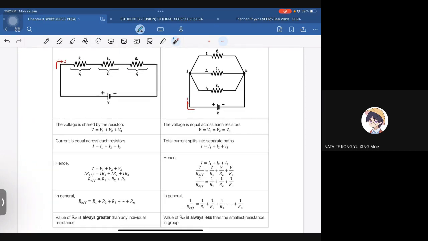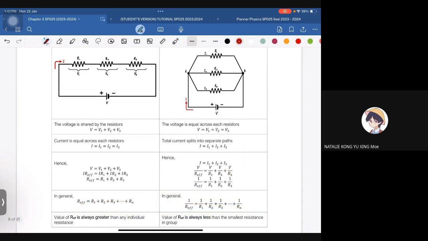Okay, so for voltage in a series circuit, we know it adds up, it splits. But for parallel, it is equal. For current, it is equal in series, but in parallel it adds. So that's why from here we get this equation. Again, same as capacitors. These two rows you will memorise to solve questions regarding resistors in series and parallel, because they won't give you just one, they will give you a combination of series and parallel.